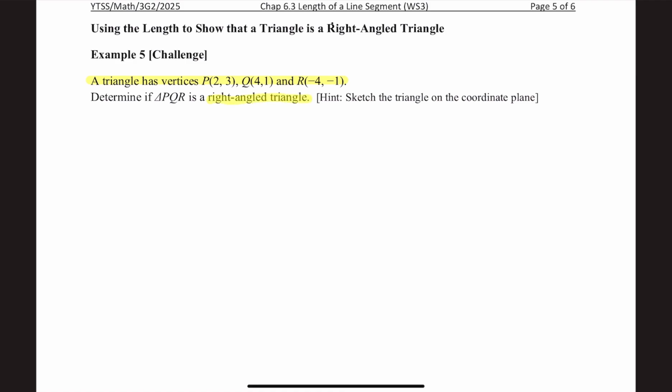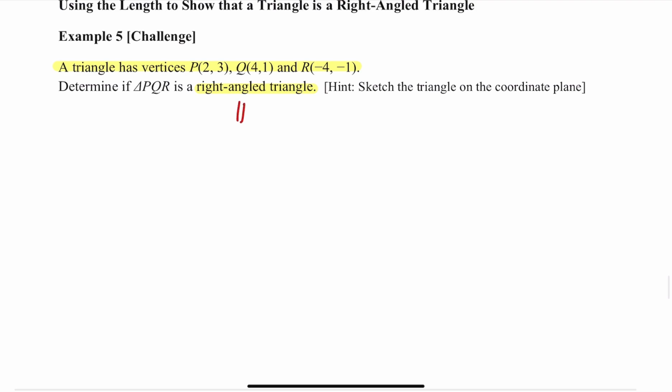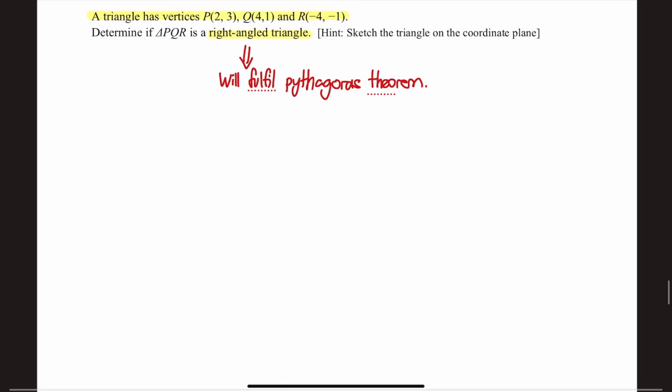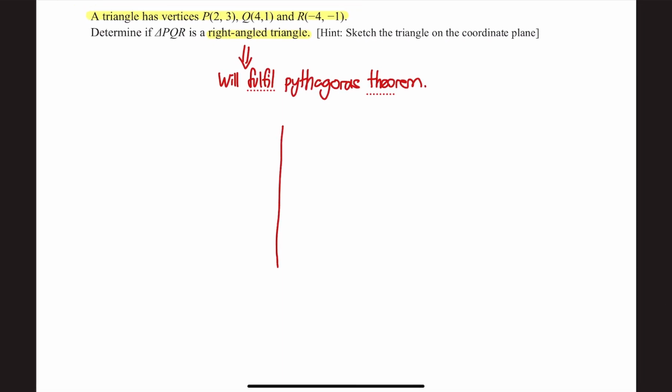What you have learned before in lower sec is that a right angle triangle will fulfill Pythagoras theorem. So over here, how do I check that? If you find it hard, let's do a simple sketch to visualize this. Let's draw my simple x and y axis. Then I plot the points so I can visualize better.